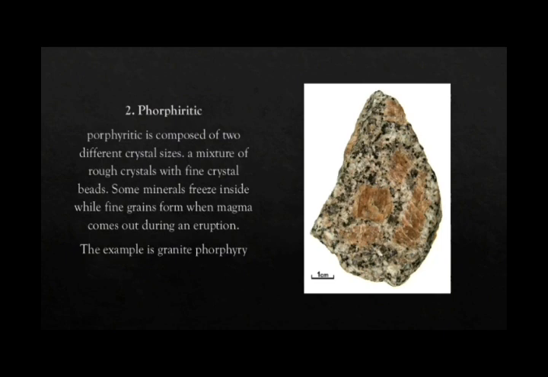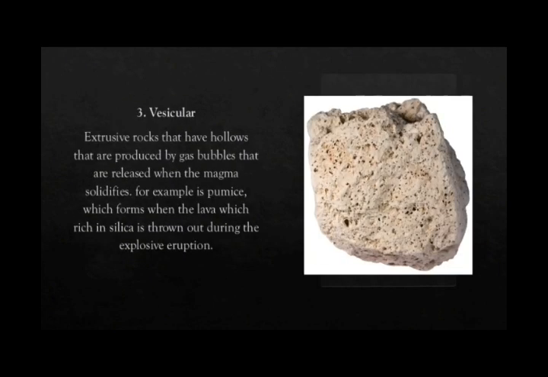Second is porphyritic. Porphyritic is composed of 2 different crystal sizes, a mixture of coarse crystals with fine crystal bits. Some minerals freeze inside while fine grains form when magma comes out during an eruption. The example is granite. Third is vesicular. Vesicular is extrusive rock that has hollows produced by gas bubbles released when the magma solidifies. For example is pumice, which forms when silica-rich lava is thrown out during an explosive eruption.